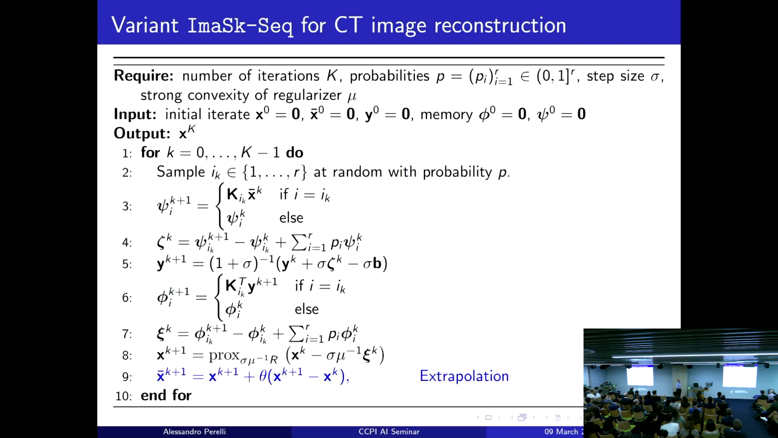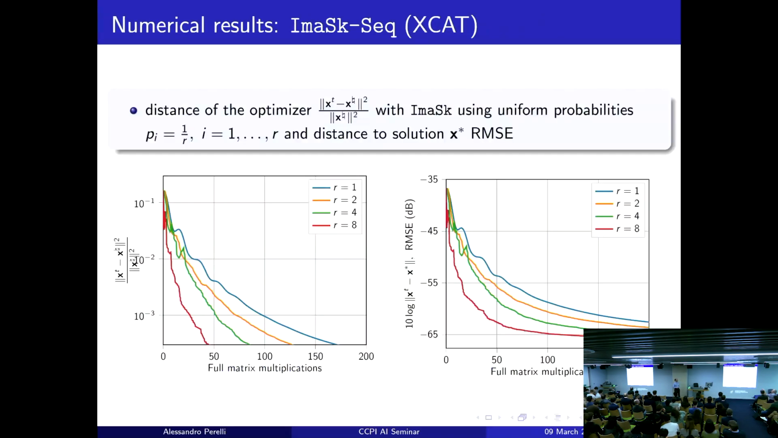Interestingly, for people who know SAGA, very often we can add this extrapolation term to add some memory, and we found that this is very beneficial in terms of speeding up the algorithm, and especially to reduce the variance. So these are the numerical results of IMASC-SEC, using this extrapolation. We see that the variance that was previously very high is reduced, and still, if we increase the number of sketches, we have a benefit in terms of reduction of computational time.